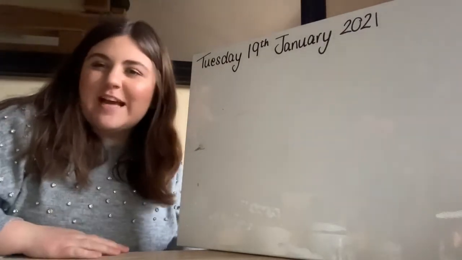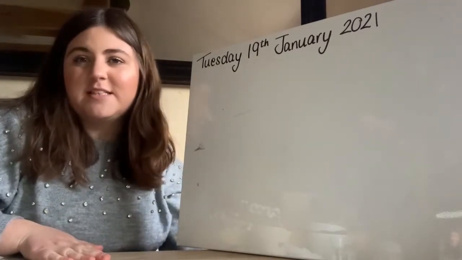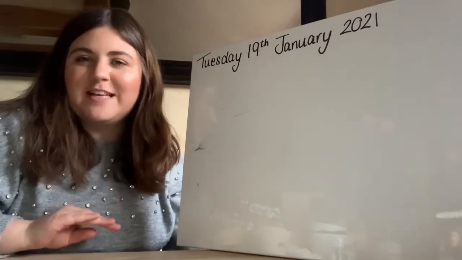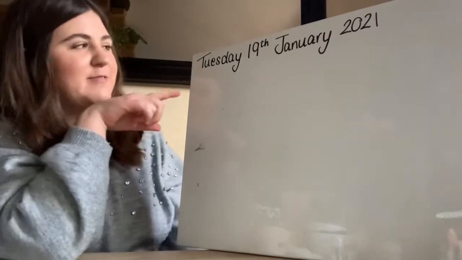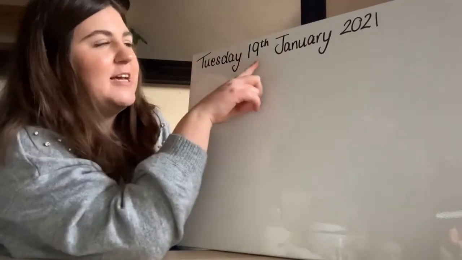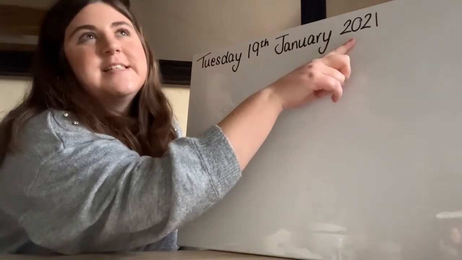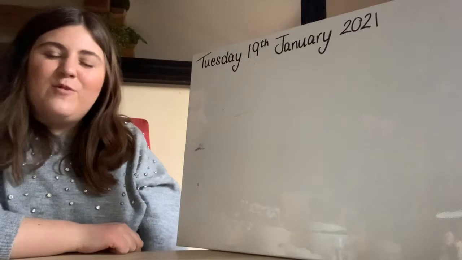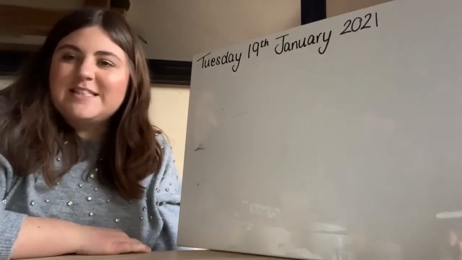Today we're going to read the date properly because yesterday, for some strange reason, I told you it was 2020. Just to confirm, we're definitely in 2021, so sorry for the confusion. So let's read the real date together. Tuesday, the 19th of January, 2021.